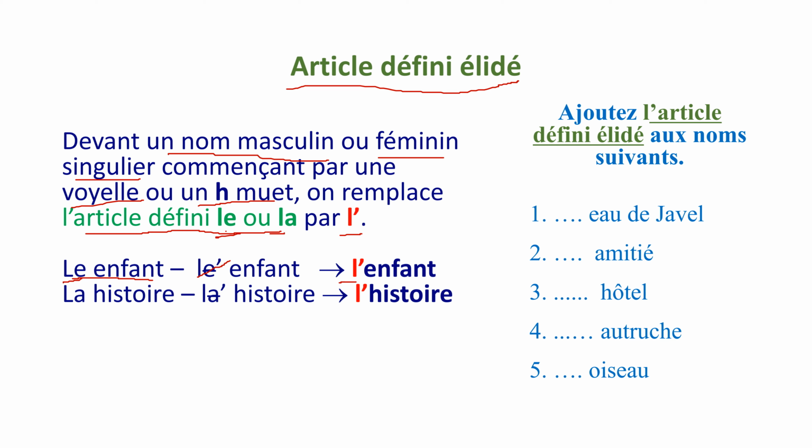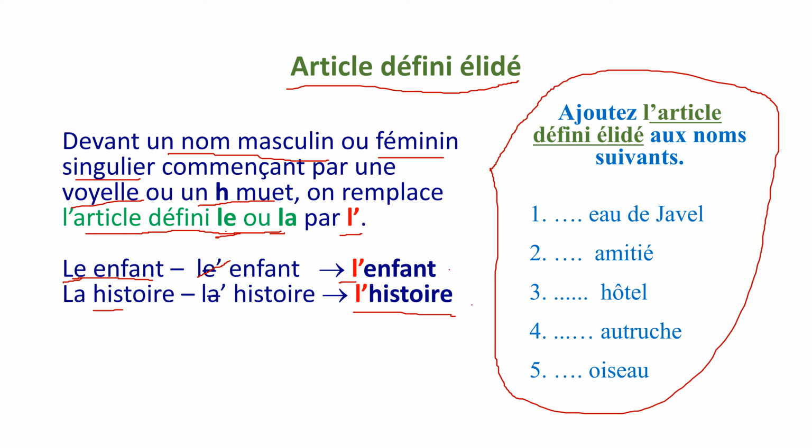La histoire, the same thing. Histoire is H muet, silent H. What we do, we eliminate the E, we replace it by L apostrophe, and we have l'histoire. So, l'enfant et l'histoire, deux articles définis élidés. Let's do this one here together quickly. It says here, add the article défini élidé to the following nouns. Eau de Javel. Okay, what would that be?